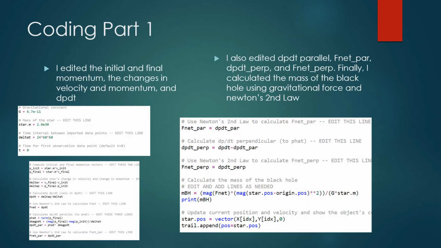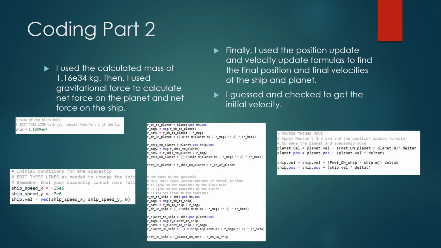For part 1, I calculated the initial and final momentum, the changes in the velocity and momentum, and dp/dt. Next, I found dp/dt parallel to p hat, F net parallel, dp/dt perpendicular, and F net perpendicular. Finally, I used these values to calculate the mass of the black hole using the gravitational force and Newton's second law. In part 2, I used my calculated mass of 1.16 e to the 34th kilograms.